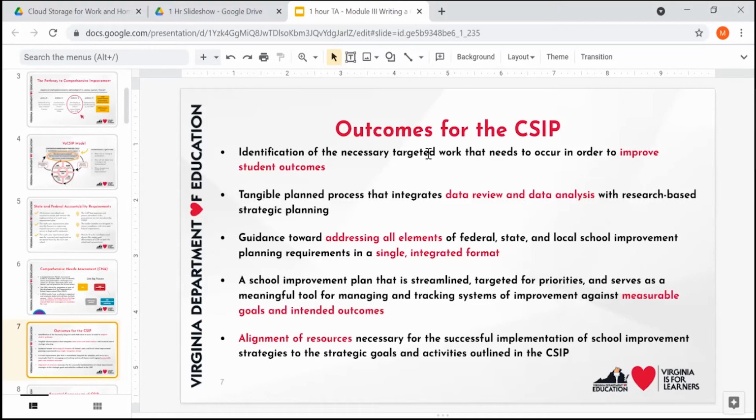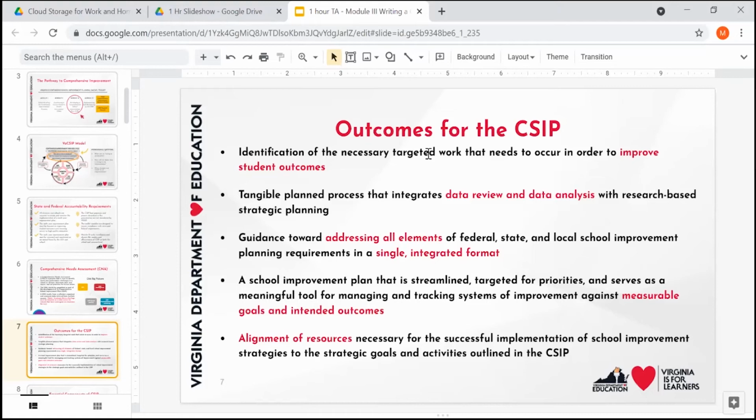The CSIP provides guidance towards addressing all elements of federal, state, and local school improvement planning requirements in that single integrated format. And the other point too is, do you have a plan that someone else can understand? If you get promoted, you move to another school, someone else comes in, can they pick up that plan and continue implementing it, or will they not know what's happening? And so we want to have these processes that are bigger than ourselves that continue the great work we set out to do.